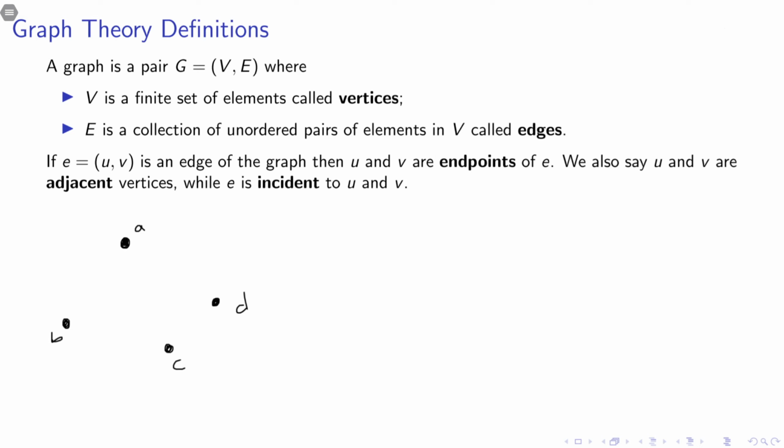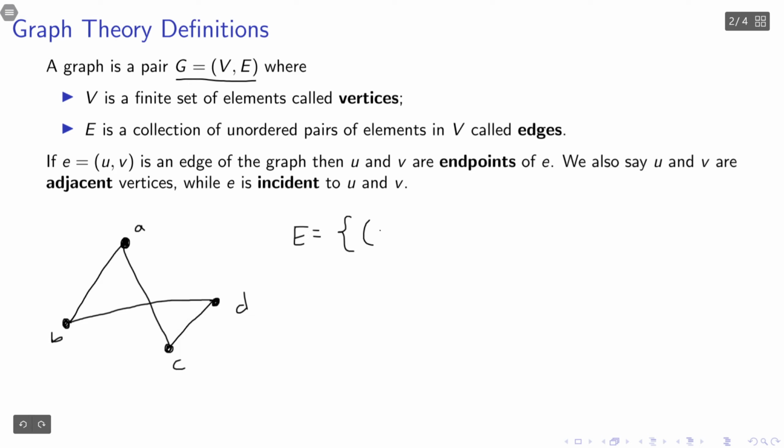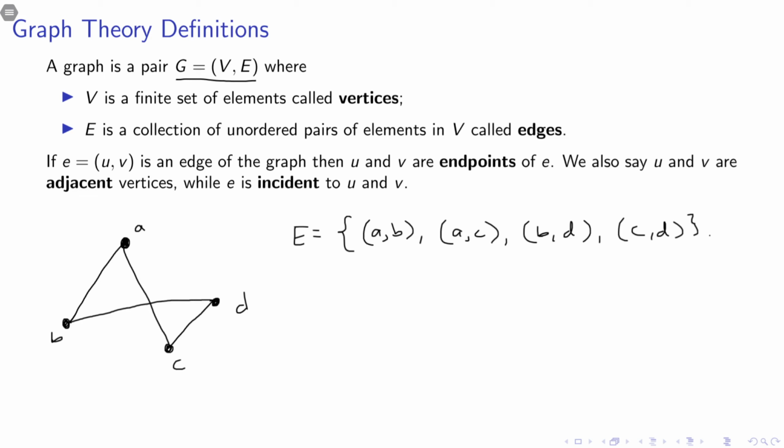And E in your graph, these are what we call edges, which are unordered pairs of elements. And so I can have the graph edges like this, for instance. And in this case, E would be the set containing AB, AC, BD, and CD. Right, so that's what a graph is.